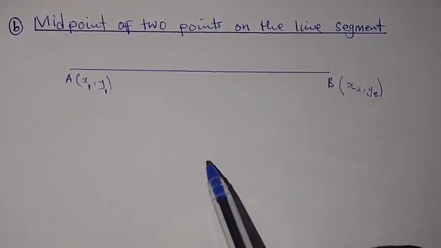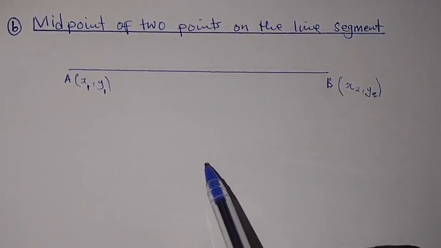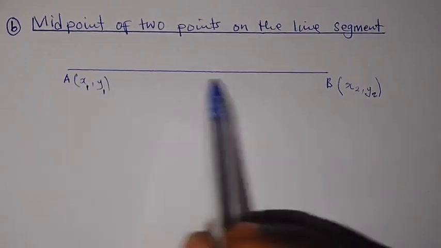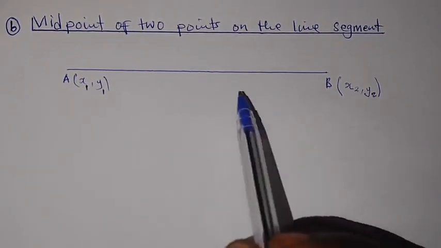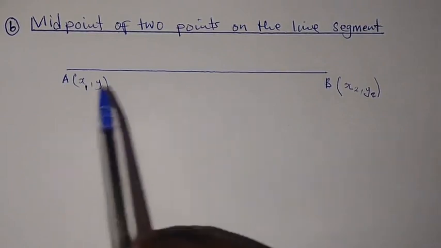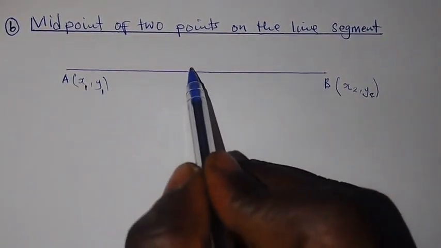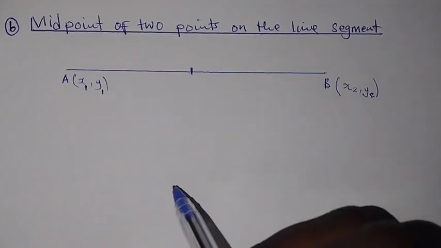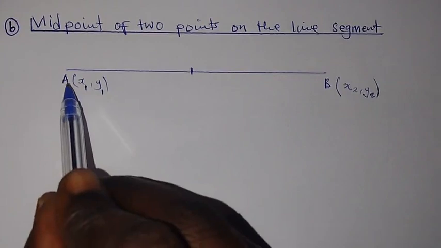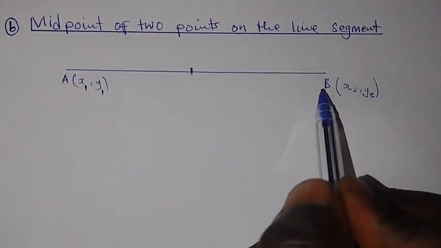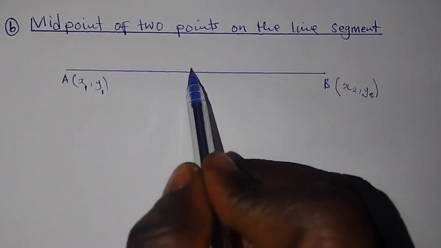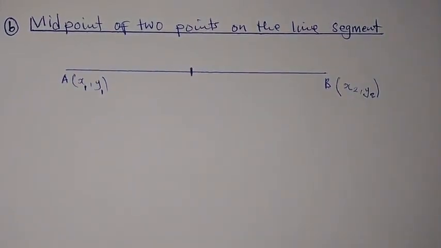Now, if they want us to find the midpoint, we want to find the point along this line AB which lies exactly halfway between point A and B. So the midpoint will be somewhere here. This is where the midpoint is going to lie. Remember, even this midpoint should be in coordinate form.